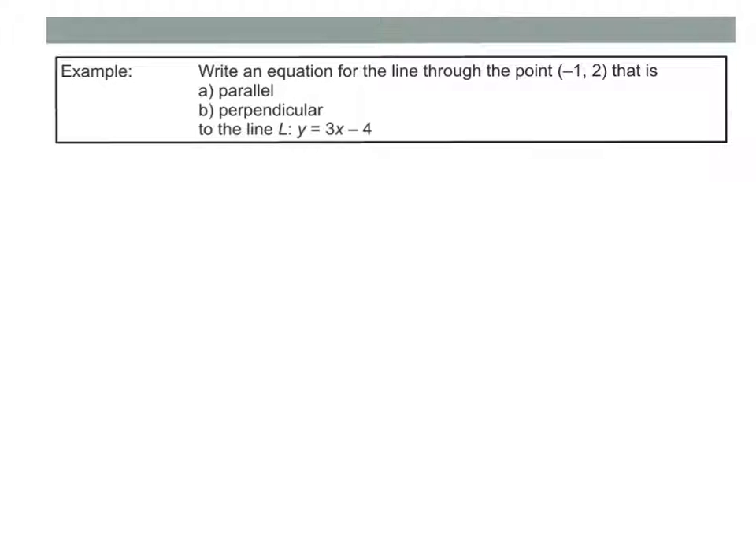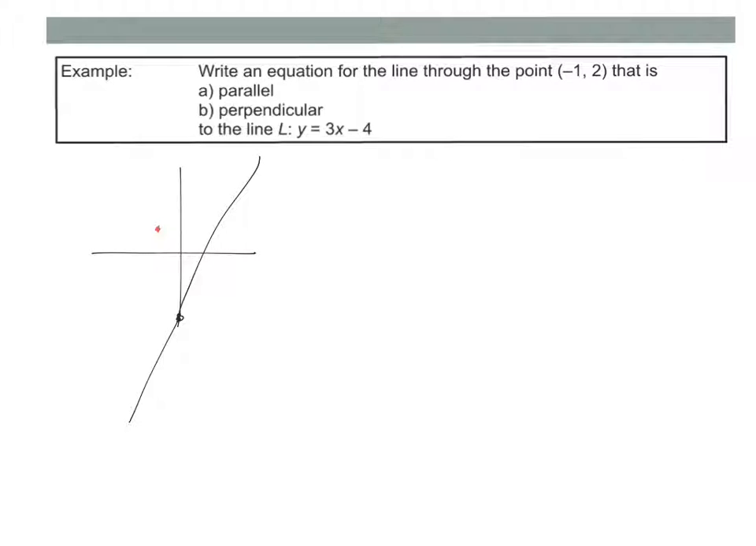So let's just imagine this situation before we get going on it. Okay, so 3x minus 4, that's minus 4, so it's somewhere in the negative. And it's 3x, so it's going up, and it's kind of steep. Okay, so that's sort of what that line looks like. That's L. Now if we look at negative 1, 2, that would be somewhere over here, right? Okay, that's that point.